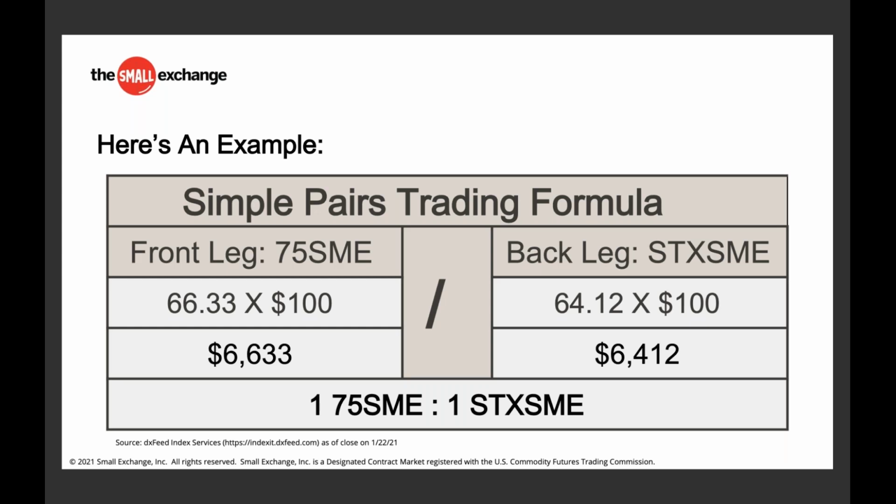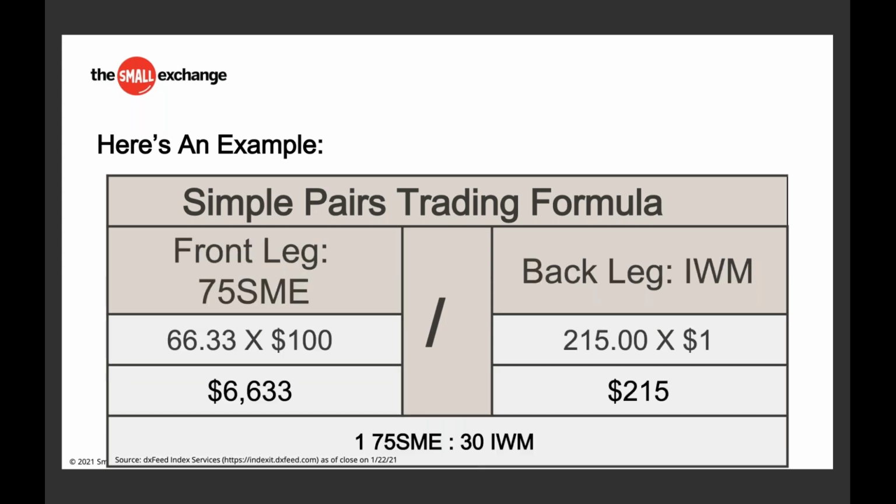Because trust me, I've gone down this road of trying to get it literally so that there's no dollar difference, and you're going to end up having to trade 60 75 SMEs to 63 STXs, and no one wants to get that crazy with it. So this is what's really nice about the small exchange futures in equities and other asset classes: very similarly priced, so you don't have to worry about any crazy ratios.